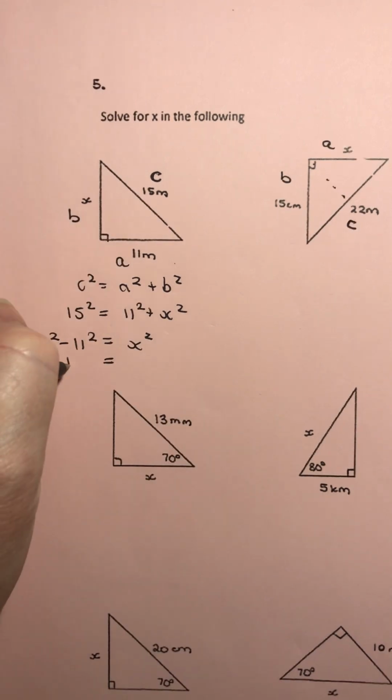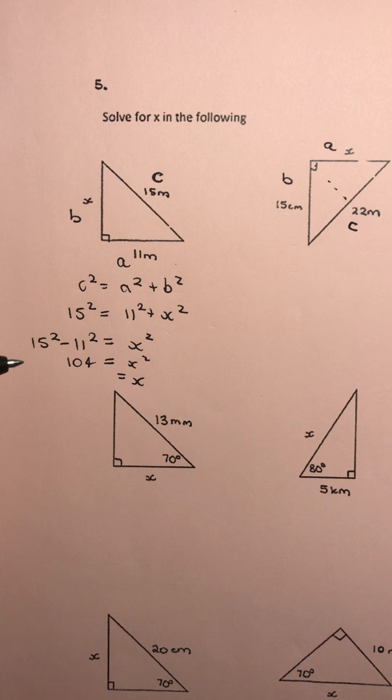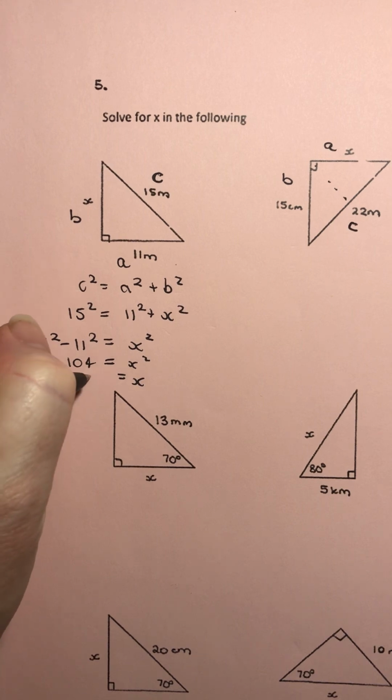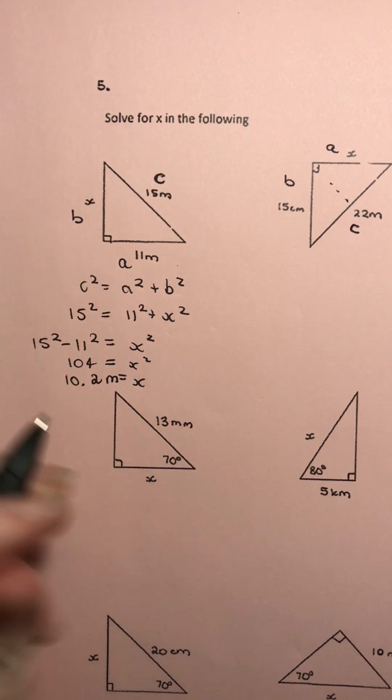And I get 104. So to get my X, it's the square root of 104. So I'll do that on my calculator. And I get 10.198. So I'm going to round that to 10.2. And that will be meters.